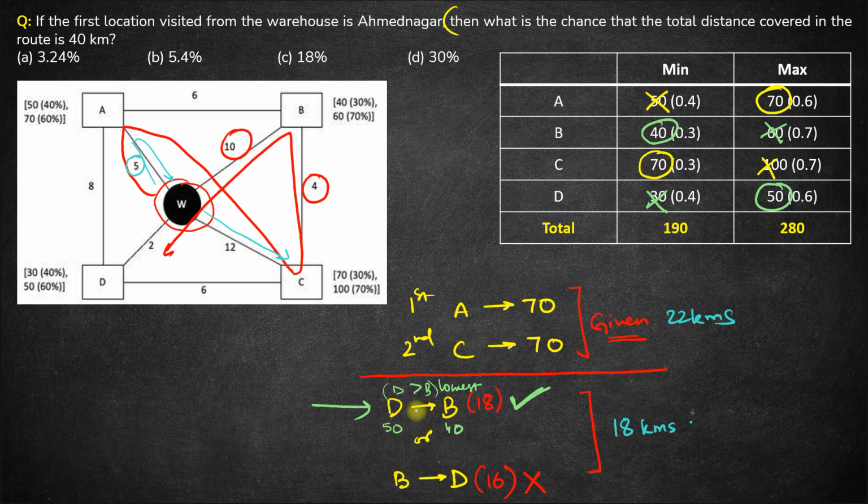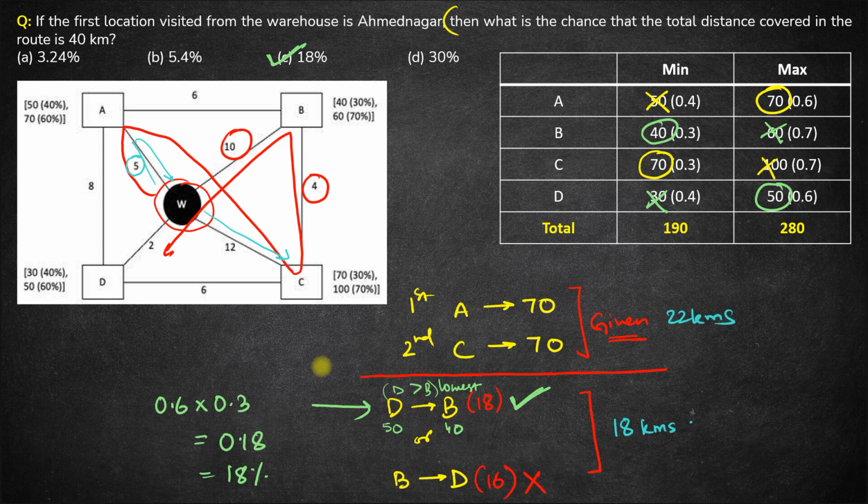So this is the case, D's demand has to be 50 and B's demand has to be 40. And the probability of these two happening is, for the probability of D's demand 50 is 0.6 and the probability of B's demand to be 40 is 0.3. So 0.6 into 0.3 is 0.18, which is effectively 18%. Option C is the right answer.